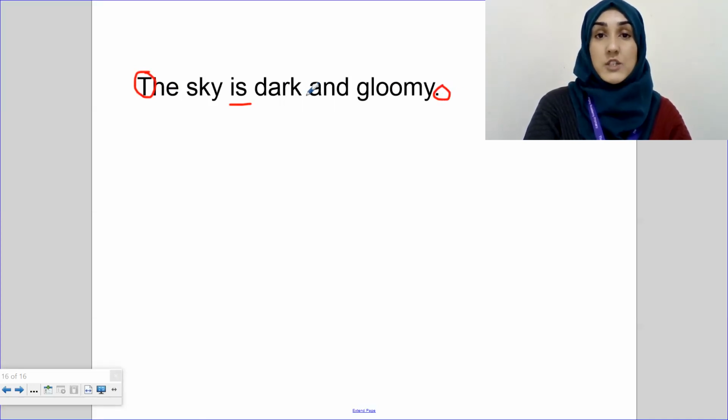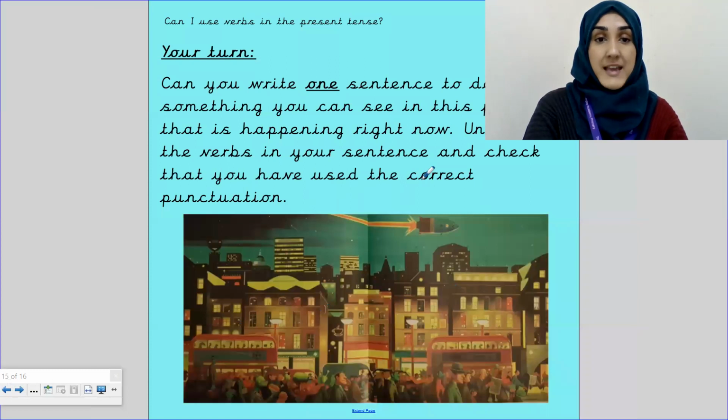If I wanted to describe the sky even further, I could use another adjective, but I've just stuck with dark and gloomy. Okay, so you're only writing one sentence to describe what is happening in the picture. Let me just go back a screen so you can see the picture. There we go. So pause the video here, think of a couple of ideas. If you like, you can do more than one sentence, okay? But the minimum is one.